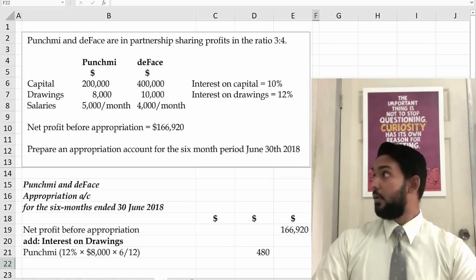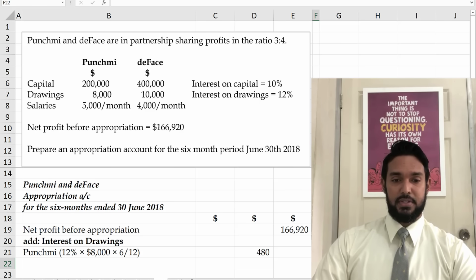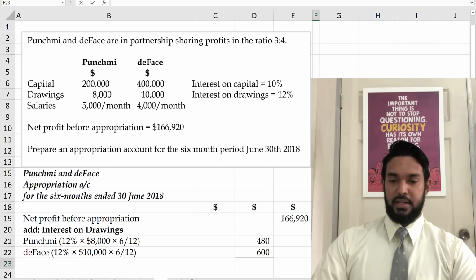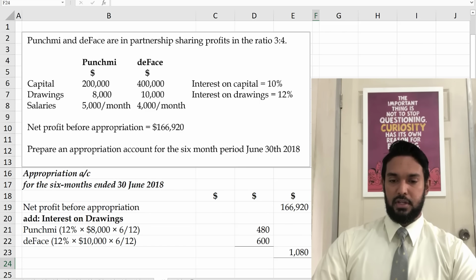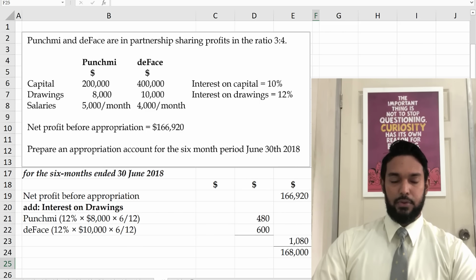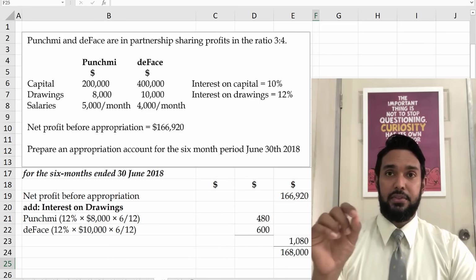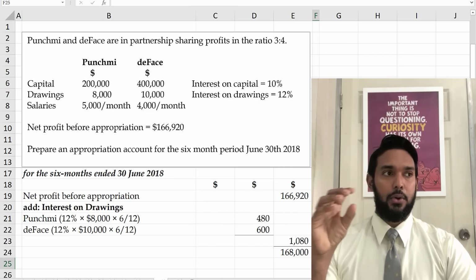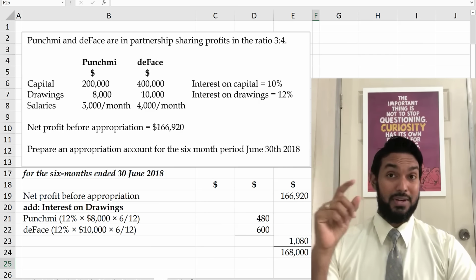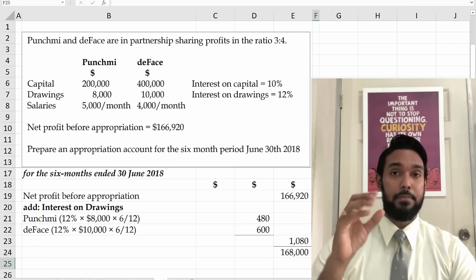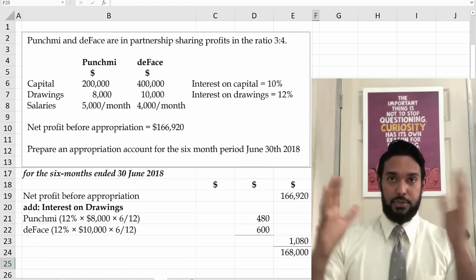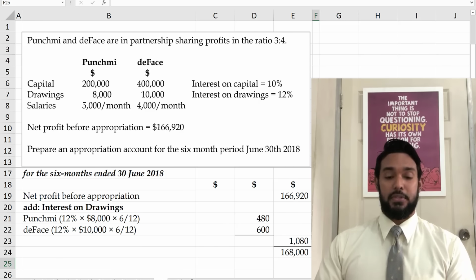Same thing for The Face, drawings, 10,000 by 12%, and same 6 months. So we're going to get 1,080, and that's going to give us 168, I believe. Once again, anything that accrues per month or anything that has a percentage which is per annum, you're going to have to adjust for the portion of the year for which it was outstanding, or for which we are doing the appropriation account.